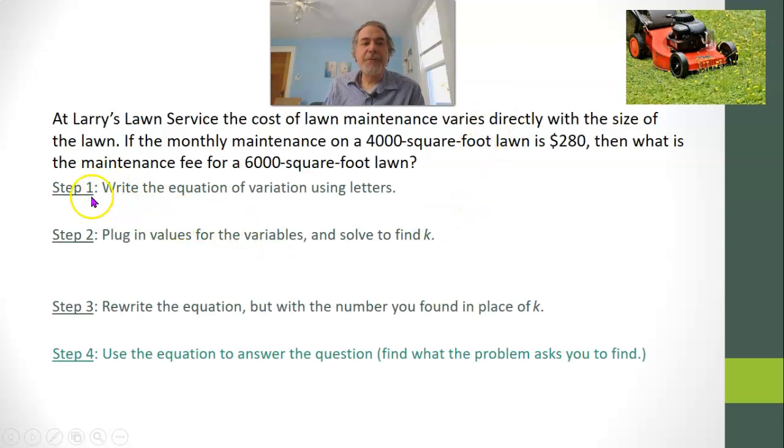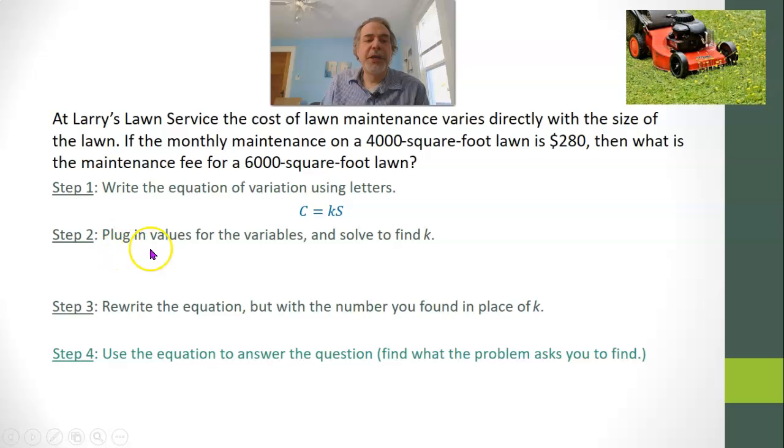So remember, these are the 4 steps that we're going to go through. Step 1, write the equation of variation using letters. So here, the cost of lawn maintenance varies directly with the size of the lawn. The cost is equal to K times the size of the lawn. So I wrote that as C equals K times S. You can use whatever letters you want. You can use X and Y or whatever, but I used C for the cost and S for the size.